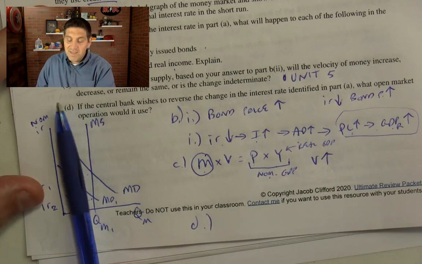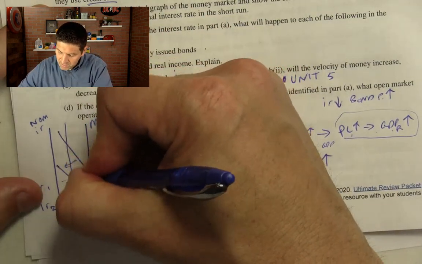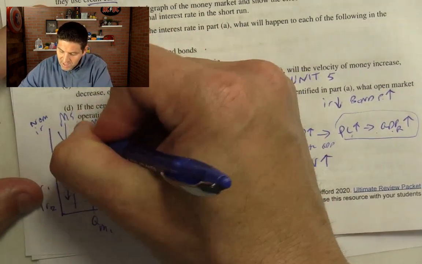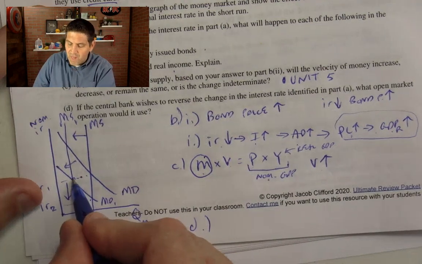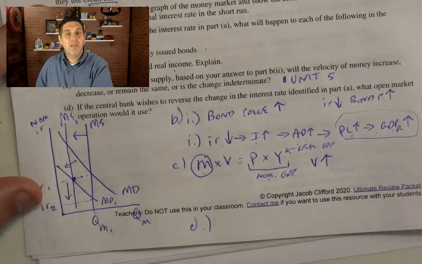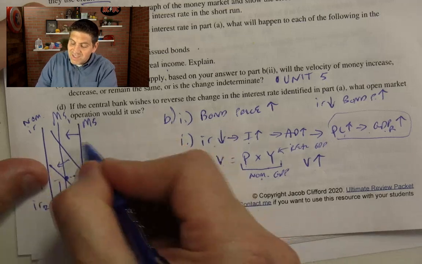If the Fed decreases the money supply, I'm just going to draw it. You shouldn't, but I'm just going to draw it. If the Fed decreases that money supply, then interest rates won't actually end up falling. They'll stay somewhere around here, or they'll be indeterminate. So the answer is, what decreases the money supply?